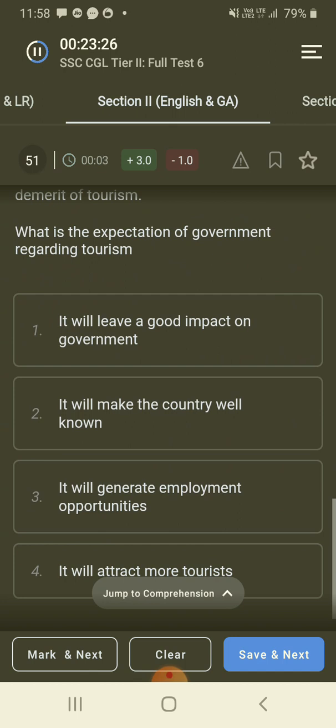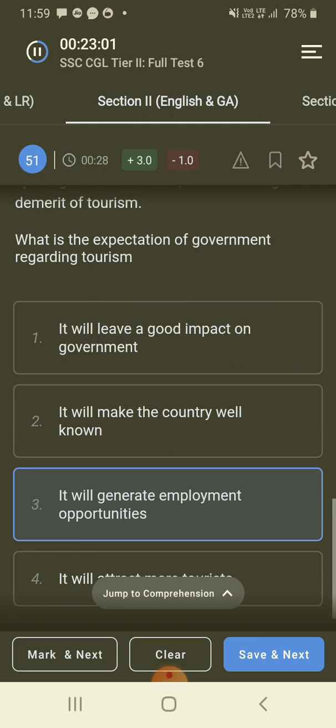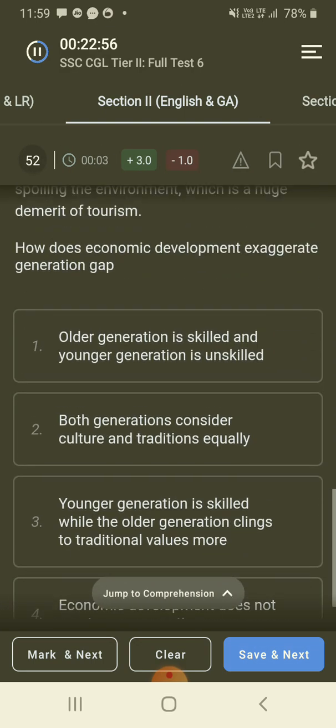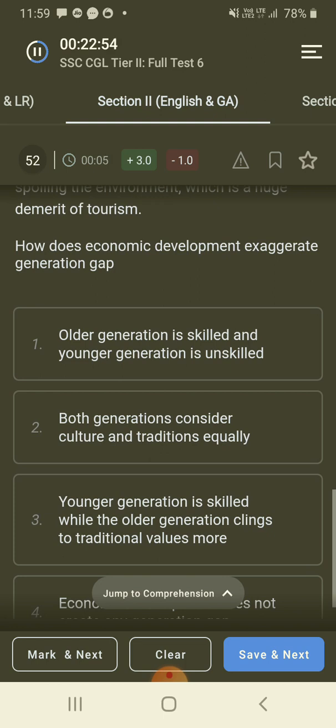What is the expectation of government regarding tourism? It will leave a good impact on government. It will make the country well known. It will generate. How does economic development accelerate the generation gap?